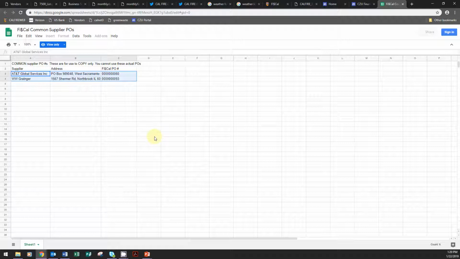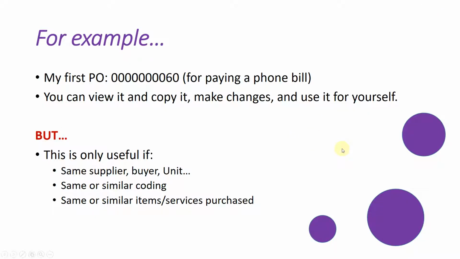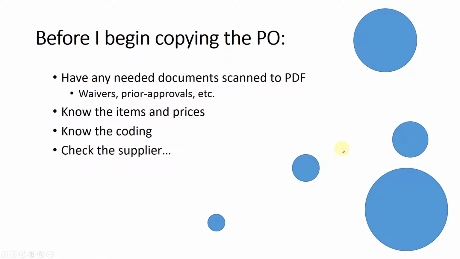In this video, I'll be copying my first purchase order for paying another phone bill. That's this first one, from the same supplier, with the same coding except for the amount. Just as with creating any purchase order, I need to be ready with any needed documents scanned to PDF, and I need to know my items and prices and the coding I'll use.